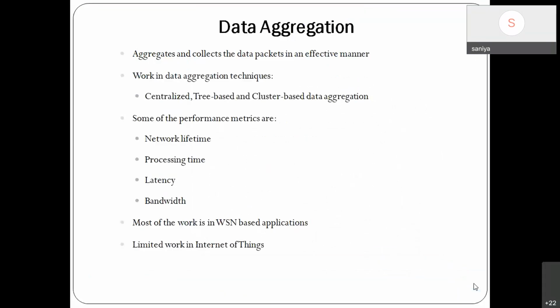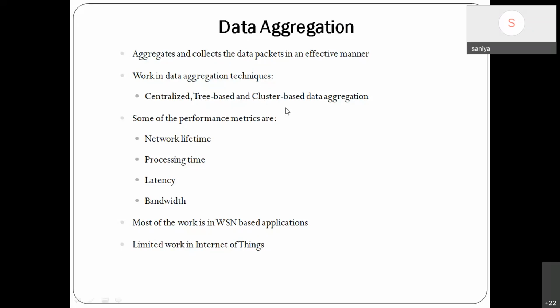You can check that. But there are some performance metrics on which data aggregation mechanisms are studied, and research is going on data aggregation on these parameters. They tend to increase the network lifetime. Network lifetime means the operational duration of the network. Like, I have some network, it works for 12 hours. So if I want to optimize the resources, this network which was working for 12 hours will now work for 20 hours.